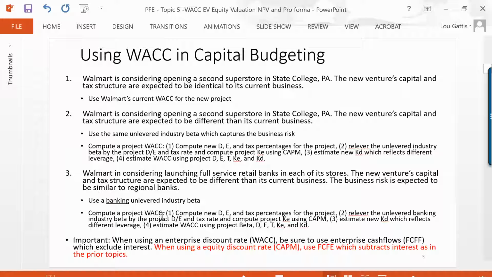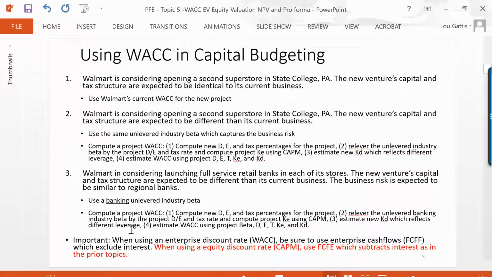Now, another example is, what if Walmart is launching full-service retail banks in every one of its stores? Now, you would presume that this risk is different than the normal risk of Walmart. So by using Walmart's WACC, even if it had the same capital structure, it wouldn't reflect the risk of banks. So what I would do in this situation, if I were Walmart, is get an unlevered retail banking beta. That captures the business risk of banks. I would then lever it using the expected D/E and tax rate, estimate the cost of debt of this new venture, and then calculate the WACC and calculate the present value.